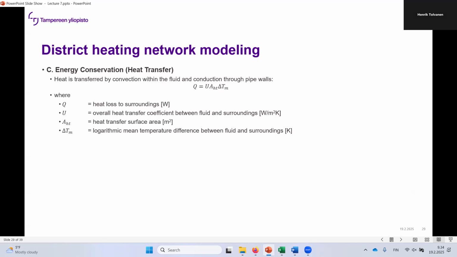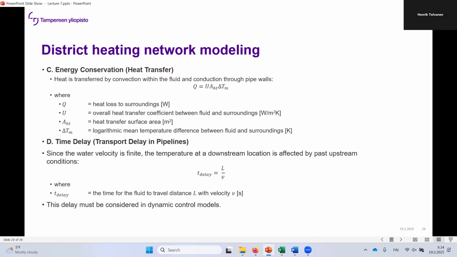So you need the heat transfer calculations, especially for determining this U. That means the overall heat transfer coefficient has the convective heat transfer from the fluid to the pipe surface, conduction through the pipe, and then conduction to the external ground.